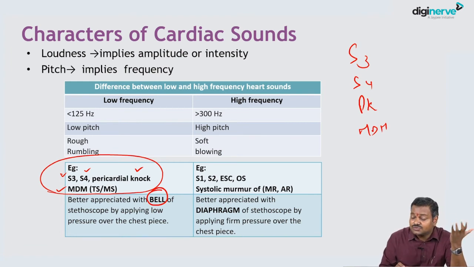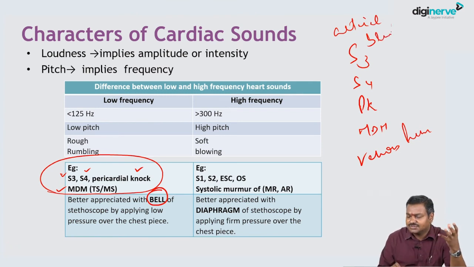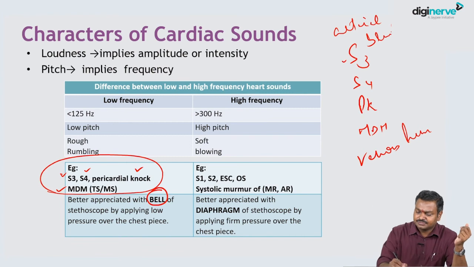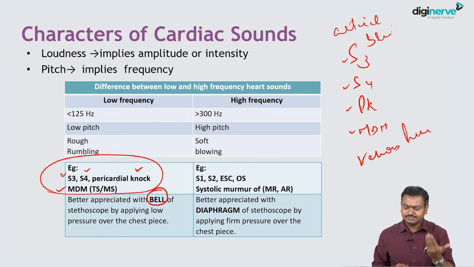What else is the bell used for? The bell is used for venous hum and arterial bruit. So remember, these are the uses of the bell. In the exam they ask you, bell, what are the uses? S3, S4, pericardial knock, mid-diastolic murmur, venous hum and arterial bruit.